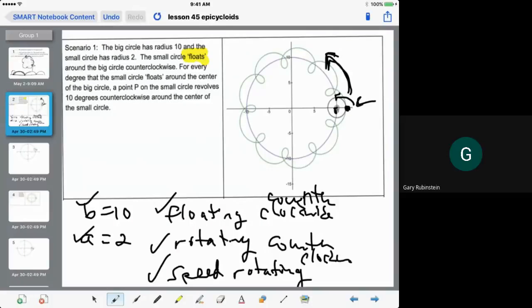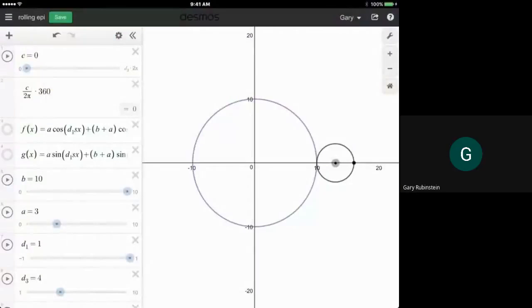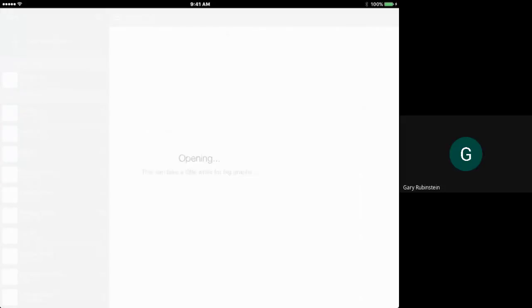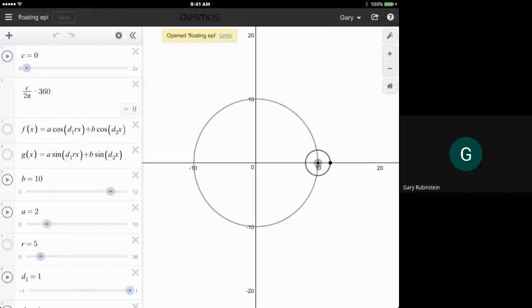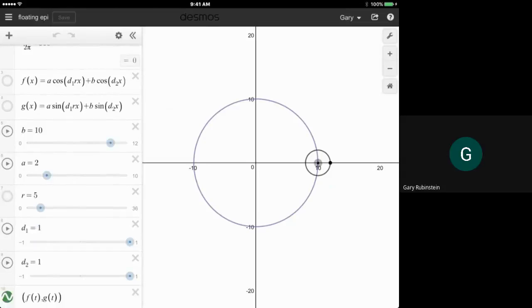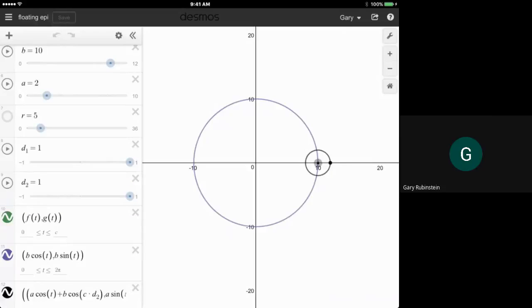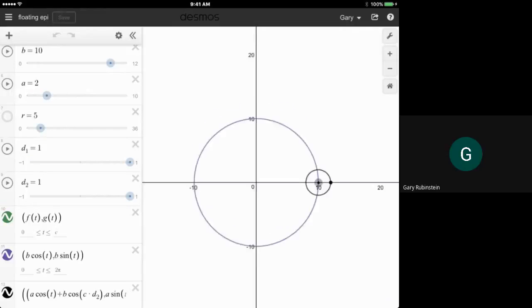And I'm going to bring up the sketch, which is called floating epi. And you have links to these sketches. And here I can put in B, you can see B here and A. And the D1 and D2, those are whether the point's going clockwise or counterclockwise. If it's positive one, it's clockwise. If it's negative one, it's counterclockwise. The D2 is the revolution, and the D1 is the rotation. So right now, this is the scenario.